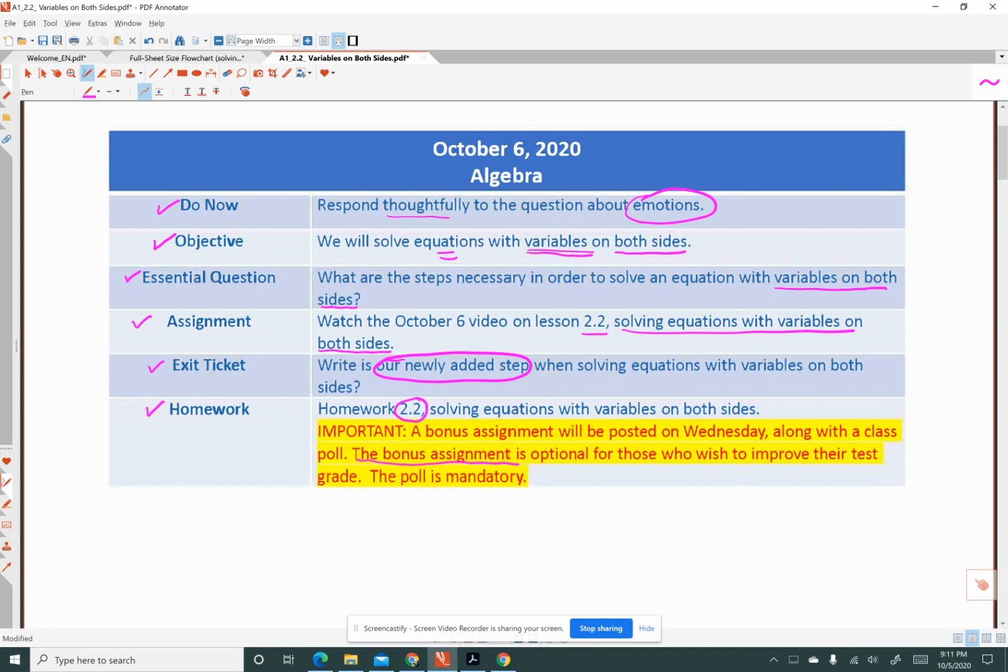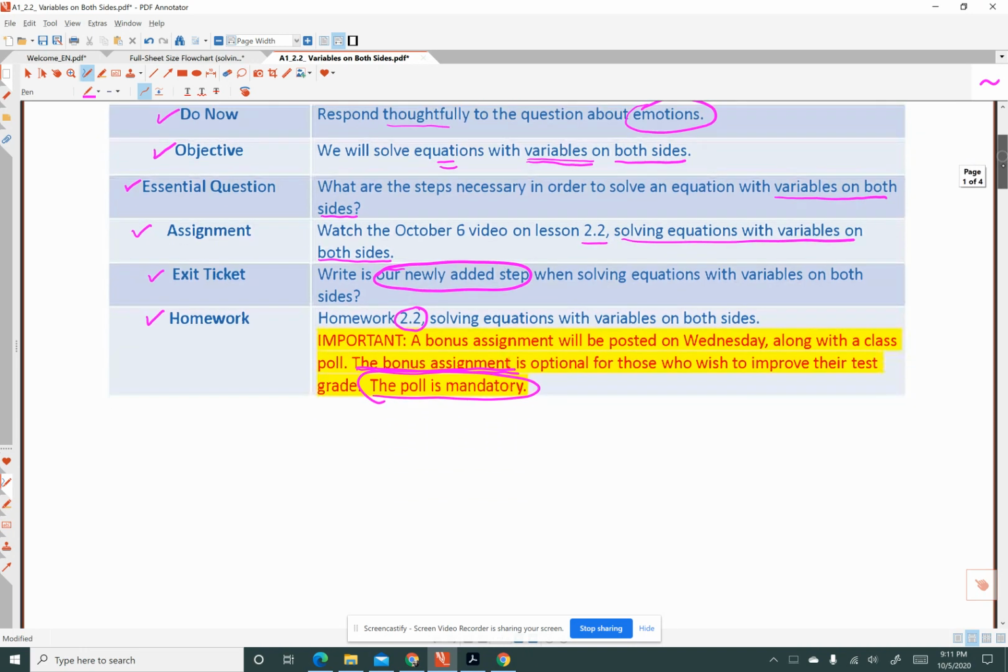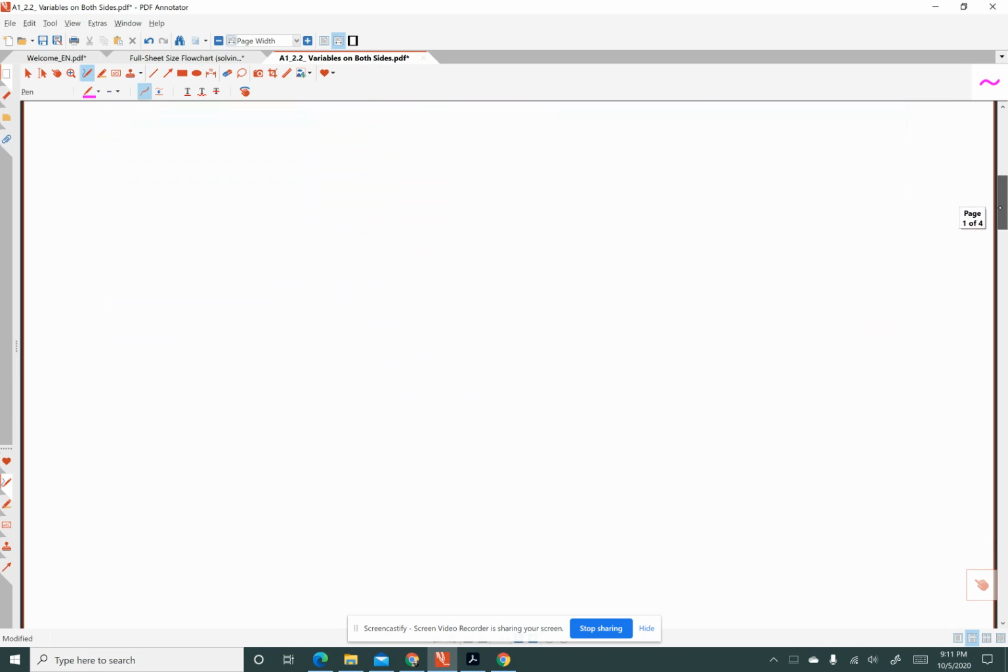And then I'm also going to have a class poll, just a little thing I'm going to do on Wednesday. The poll is mandatory for everybody, but the bonus assignment is optional. So you can decide whether or not you want to use that to bring your grade up. I know a lot of you will, because you're very good students. It's been a real joy to work with you. Even though our year is so young, I'm already learning so much about you.